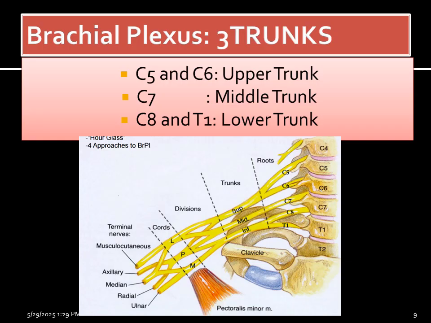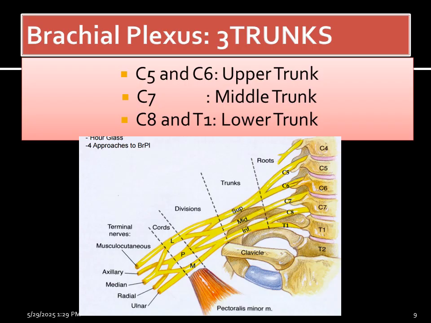The brachial plexus has three roots. C5 and C6 combine to form the upper trunk, C7 separately forms the middle trunk, and C8 and T1 combine to form the lower trunk. This is the formation of the trunks. First, we know the root value of the brachial plexus: C5, C6, C7, C8 and T1. The roots combine to form the trunks.